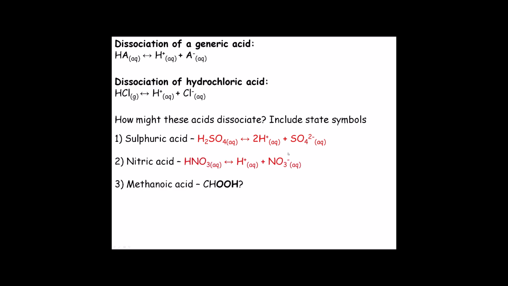Nitric acid, nice and easy. HNO3, aqueous, breaks down into H+, aqueous, plus NO3-, aqueous. So we just split it apart. And this is the hydrogen that we're concerned about here in the methanoic acid, which is why I've highlighted it in bold. So we take our CHOOH, and turn it into H+, aqueous, plus CHOO-. There's no 2 there, just CHOO minus.